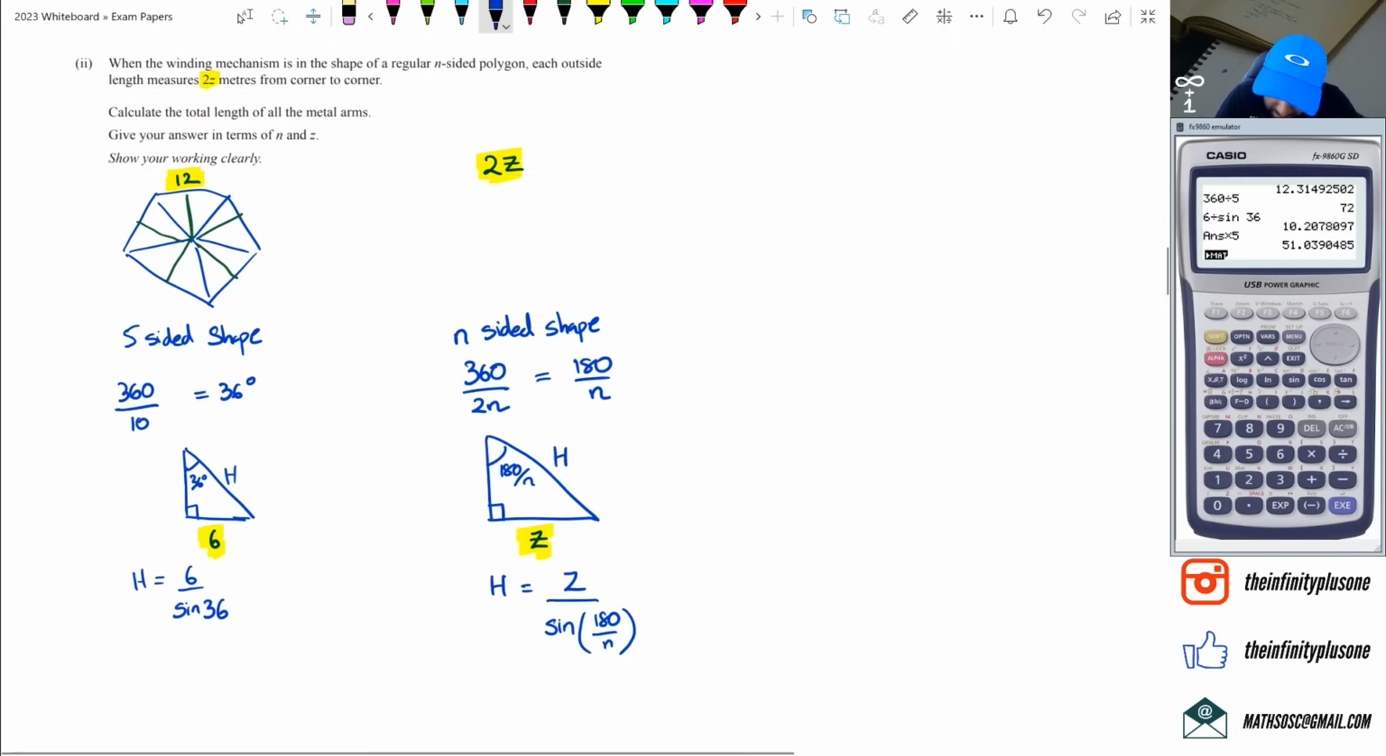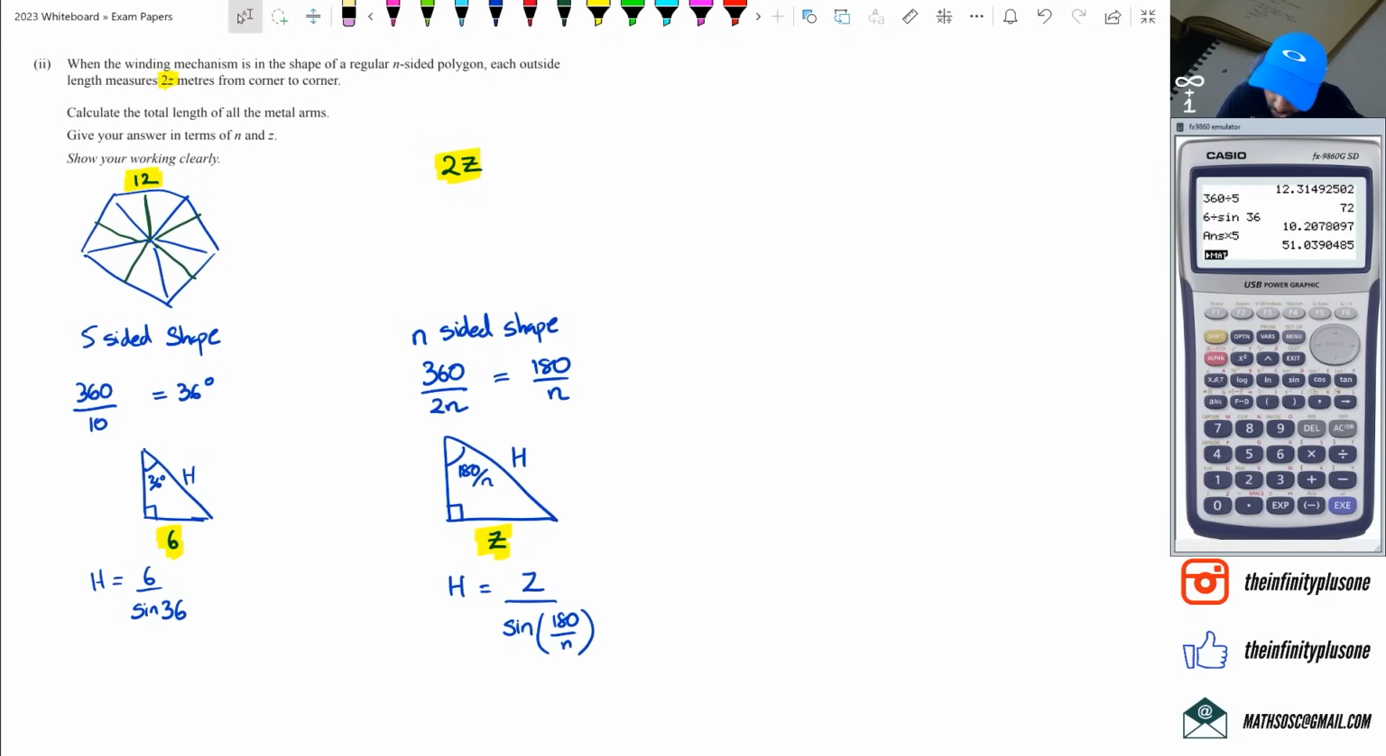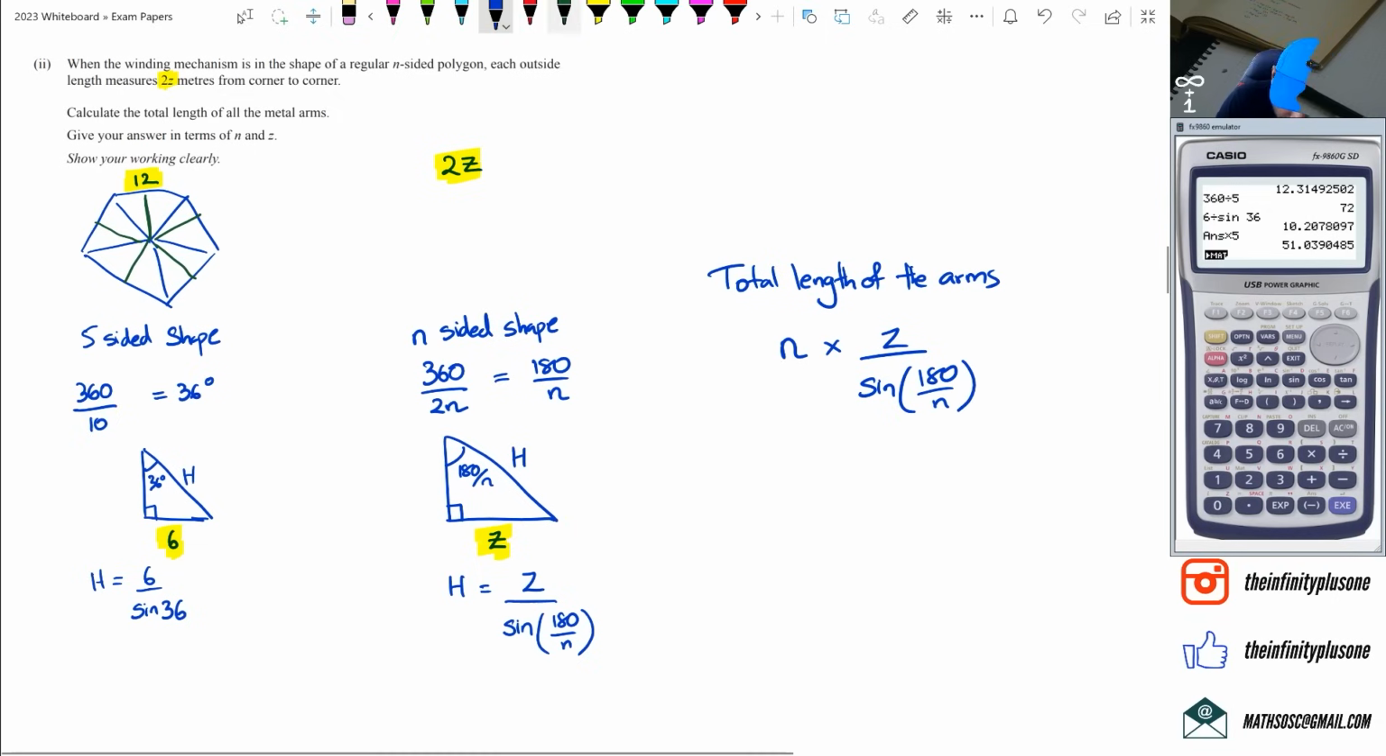And finally, because we have to calculate the total length of the arms, we're going to have total length of the arms depending on how many arms we have. Now in the 5-sided shape, we had 5 arms. So in an n-sided shape, we're going to have n arms multiplied by z over sine of 180 divided by n.